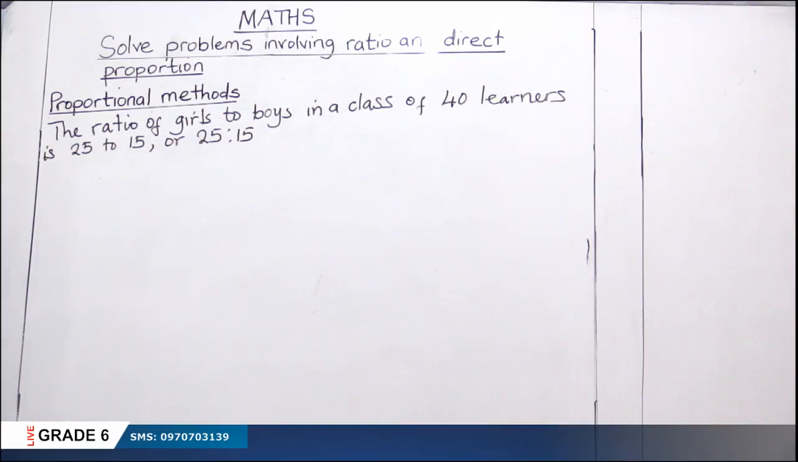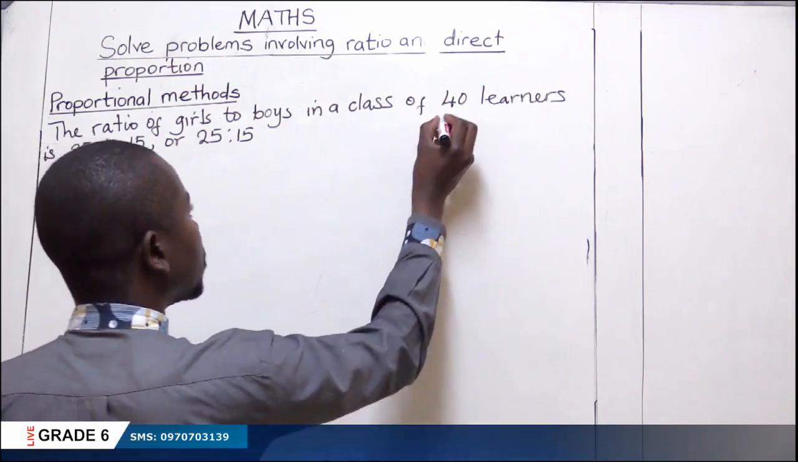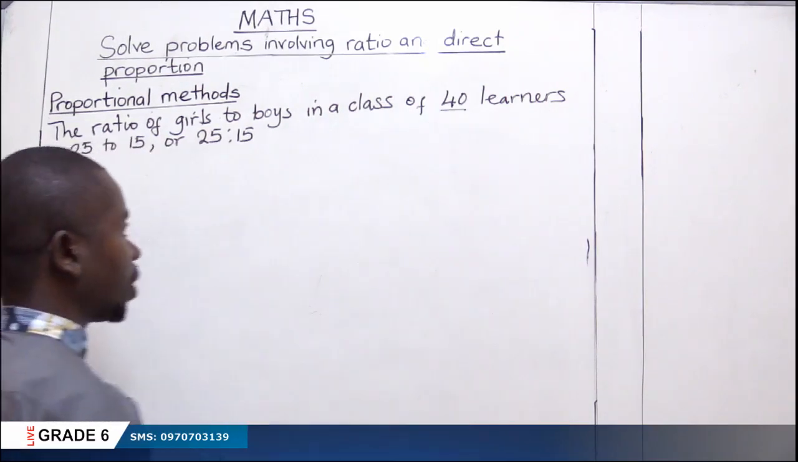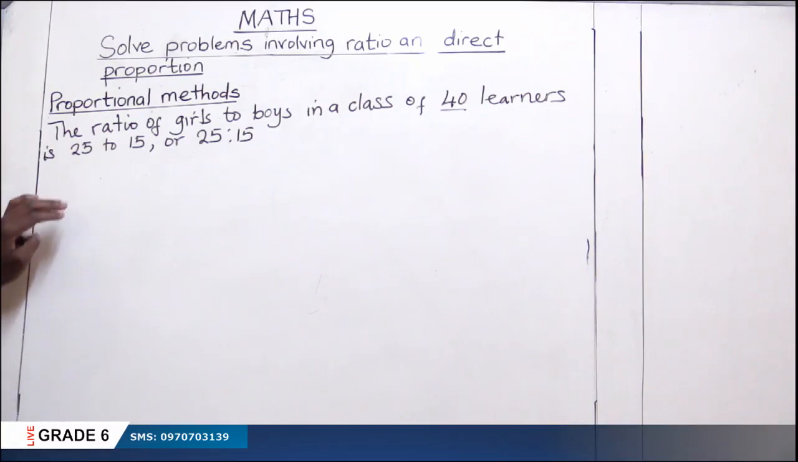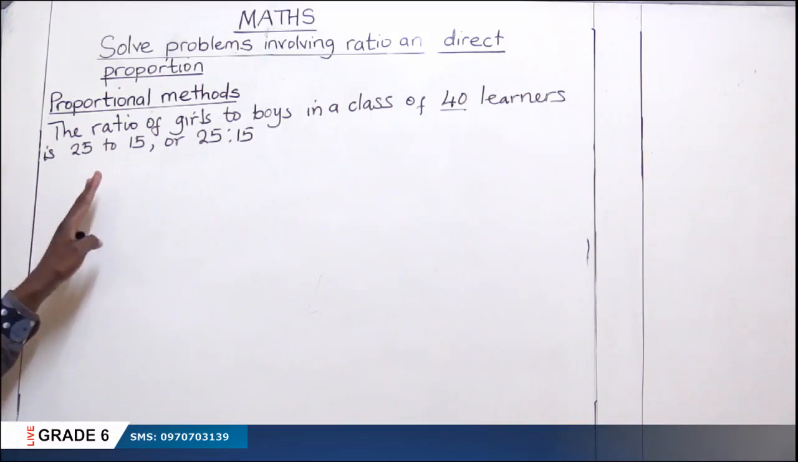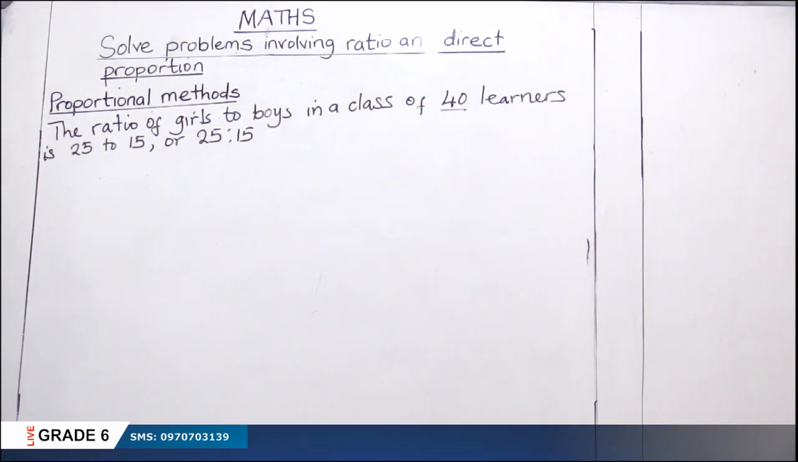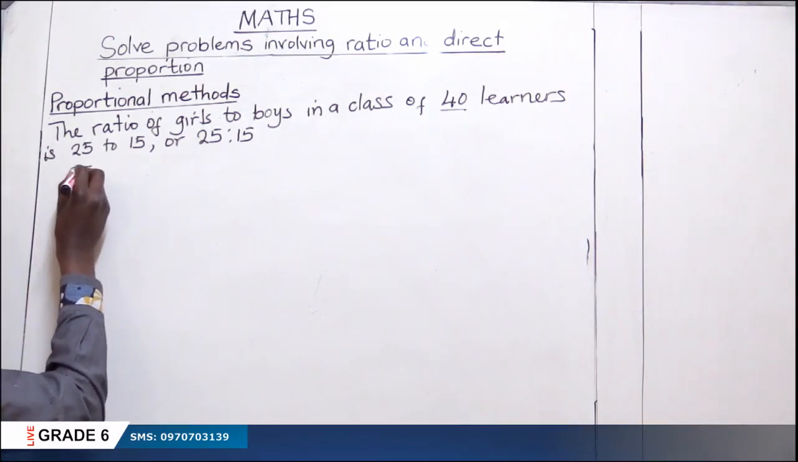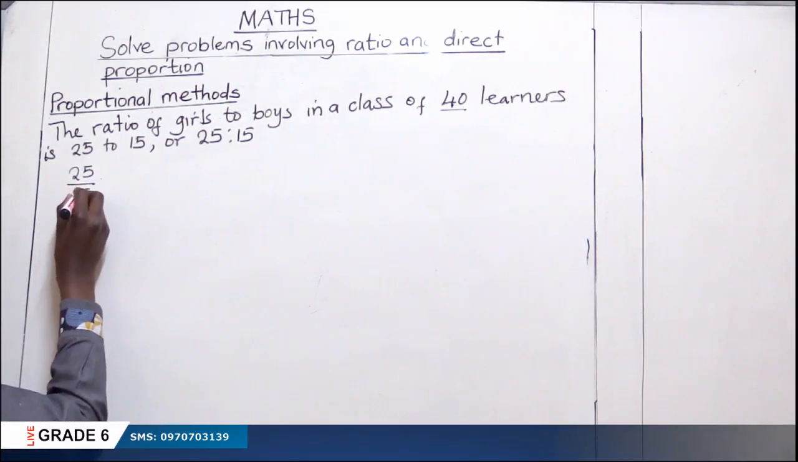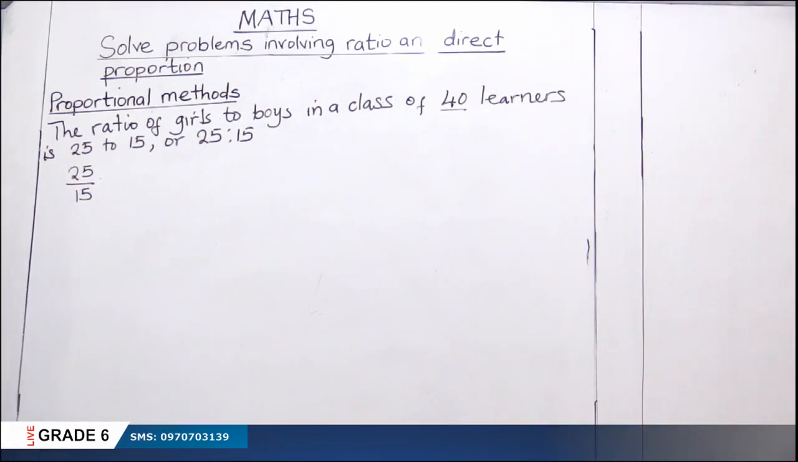So the total number of pupils in the class is 40. In the same class, we have 15 who are boys and 25 who are girls. We can write this ratio as 25 over 15.